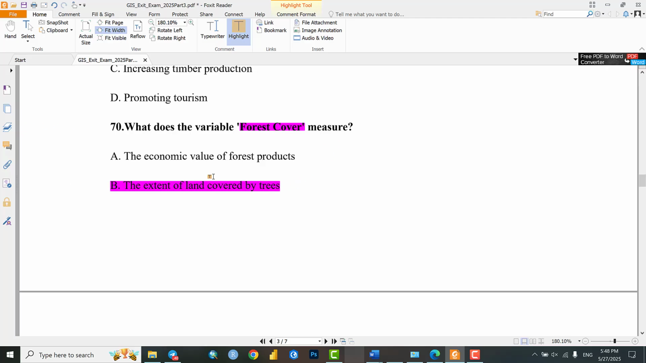This can be calculated by remote sensing images using land cover classifications and the amount of hectares or the amount of square kilometers covered by forests. This is what we have measured in remote sensing.